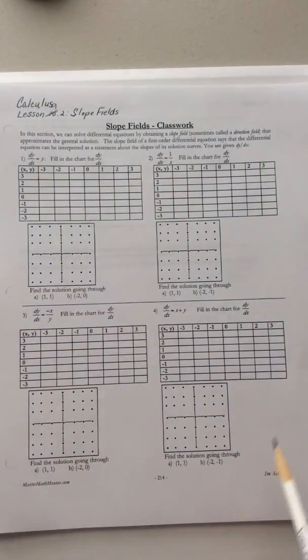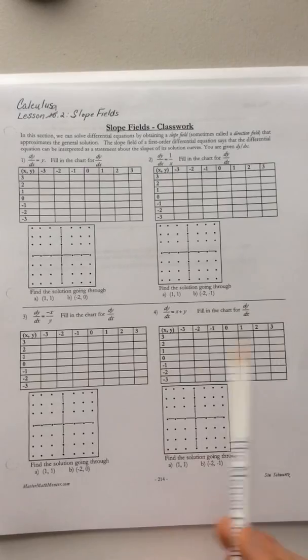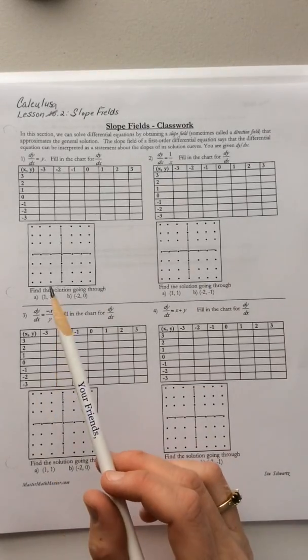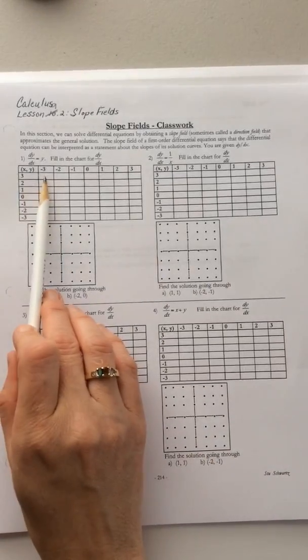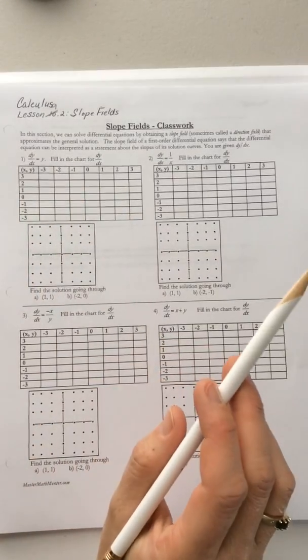We've already talked about slope fields, so a lot of what's on this front page you've already done, and we're not going to do every example, but this table is in case you want to write the slope values down before you graph them. I like to go straight to graphing.